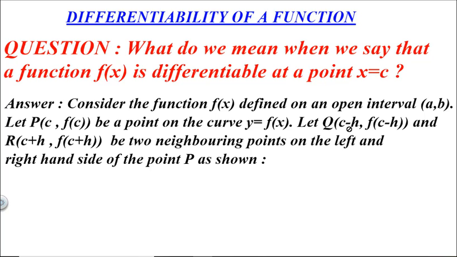Let Q be a point with coordinates (C minus h, f of C minus h), here h tends to 0, and another point R, which is (C plus h, f of C plus h). These are two neighboring points on the left and right hand side of the point P. So we will draw one curve y equal to f of x, take a point P, and in its neighborhood take two other points, Q and R. Let us draw the graph and see how it can be done.